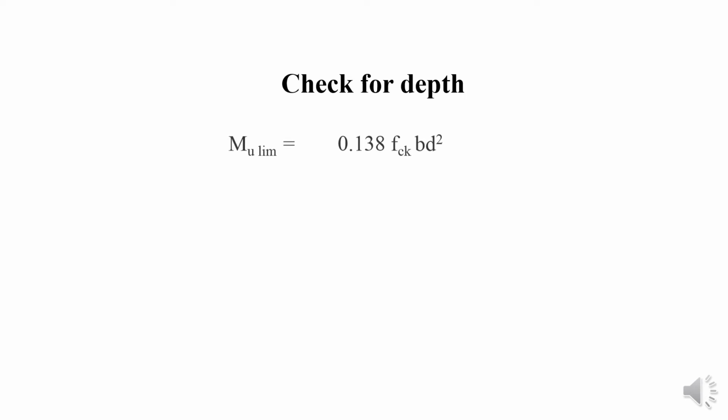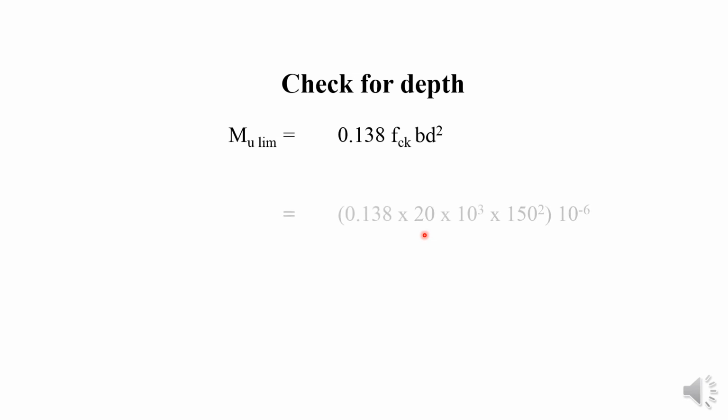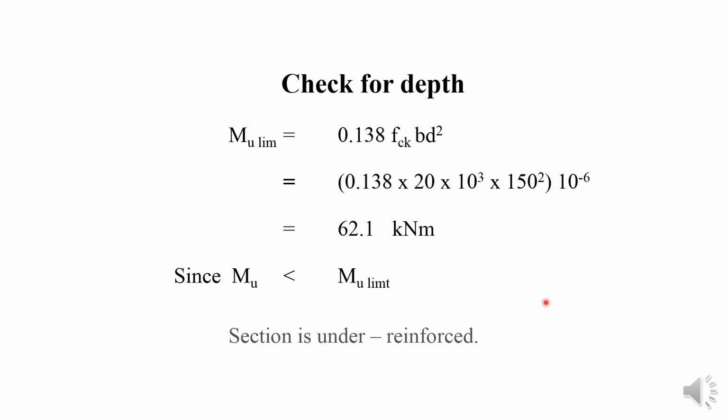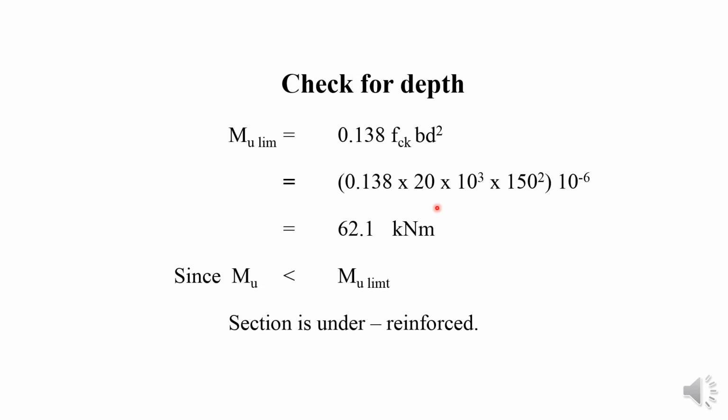For that, first we have to find out the limiting moment. That is Mu limit is equal to 0.138 fck b d square. Substitute all the values here and finally we will get a value of 62.1 kilonewton meter. Already we found that maximum moment, that is Mu. That value is less than Mu limit, so the section is an under reinforced section.